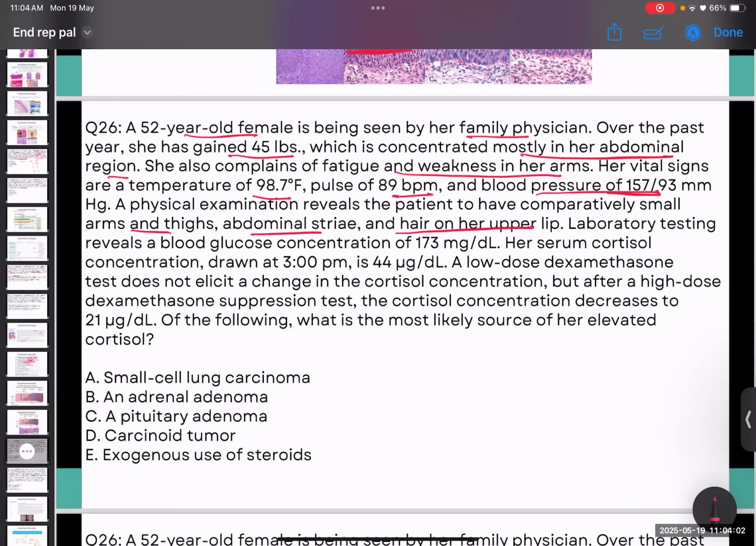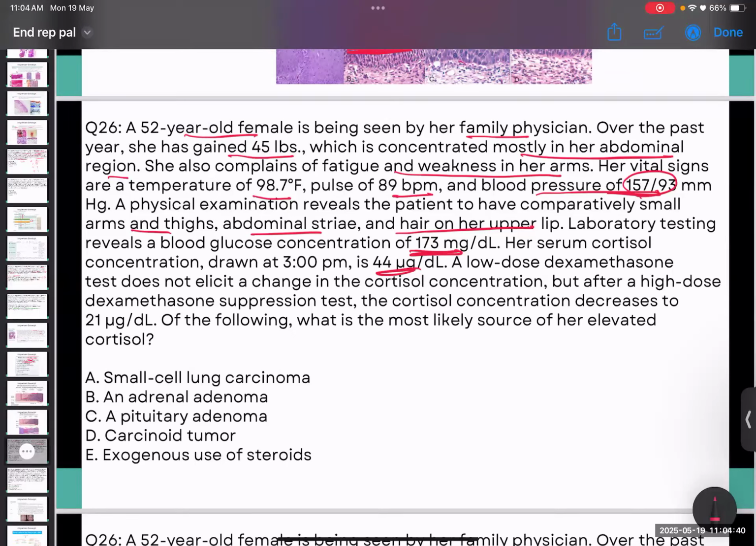Lab testing shows a blood glucose concentration of 173, because we know cortisol is diabetogenic. That's why she has elevated glucose levels. We also know that cortisol increases blood pressure, which is why she has elevated blood pressure. Serum cortisol drawn at 3 is 44, and this is elevated. Let me just cross-check that. I should have had normal values written down, but I didn't. Okay, so yeah, this is elevated.